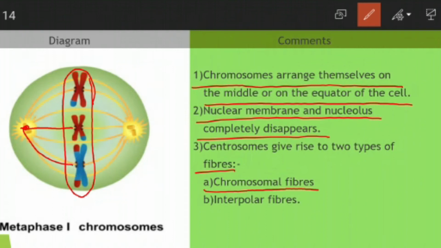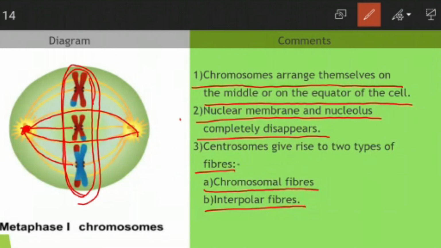And another type of fiber, the fiber which is arising from centrosome, that is from one pole and reaching up to the another pole, that type of fiber is called as interpolar fiber. What happens in metaphase? Here the chromosomes arrange themselves on the equator or on the middle of the cell, and nuclear membrane nucleolus completely disappear, and the centrosome forms two types of fiber. One is called as chromosomal fiber, another one is called as interpolar fiber.